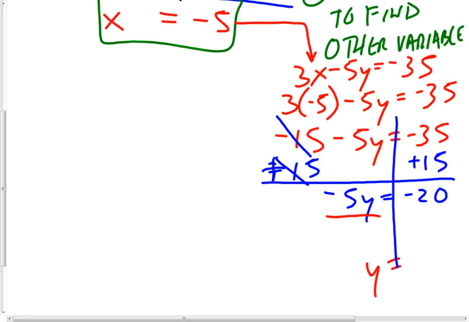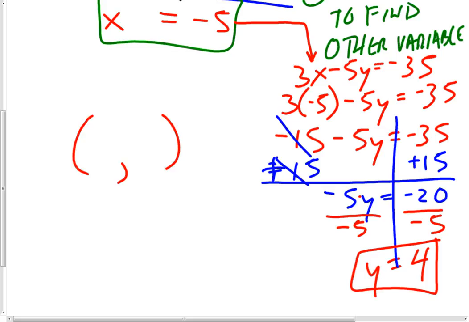Some of you are adding when you should be dividing. This is multiplication, the opposite of multiplication is division. What's a negative divided by a negative? So that's a positive 4. What does that look like as a point?